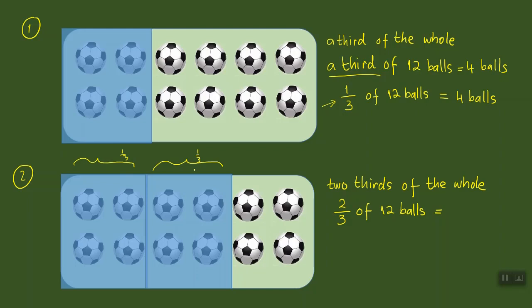1/3 and 1/3 is 2/3. So it is the same as 2 times 4, that is 8 balls. 2/3 of 12 balls is 8 balls.